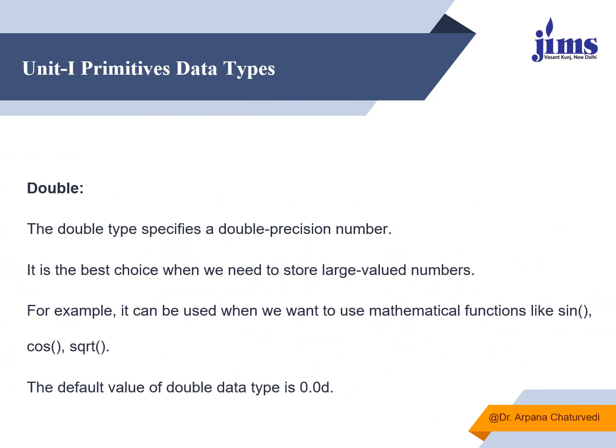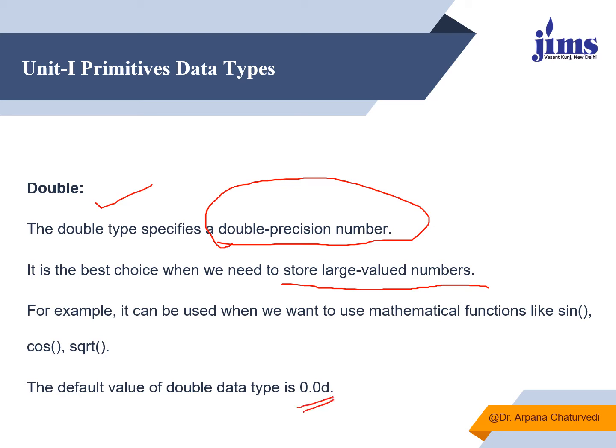When the precision is double precision, it is suggested to declare the variable as of double data type because it stores large numeric values. Normally when we are using mathematical functions like standard deviation, sine, cos, square root, you cannot assume up to what precision the output will come. So it's better to use a variable of double data type, and the default value stored in double data type is 0.0d.